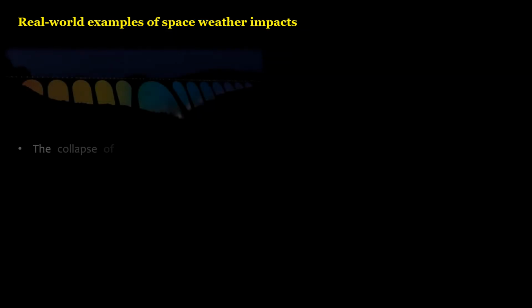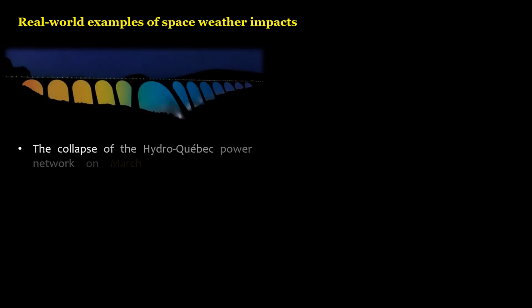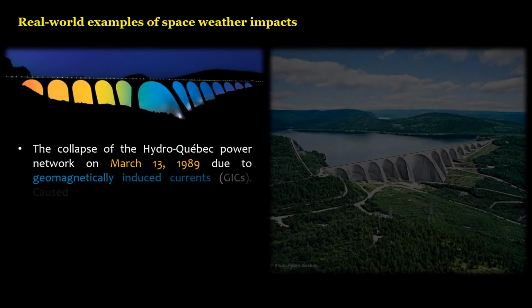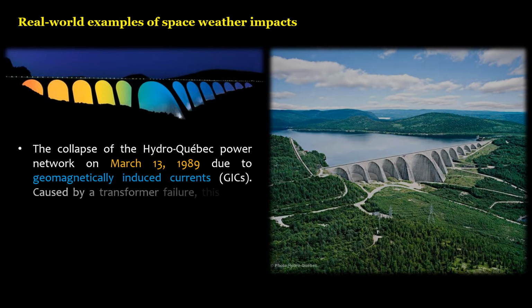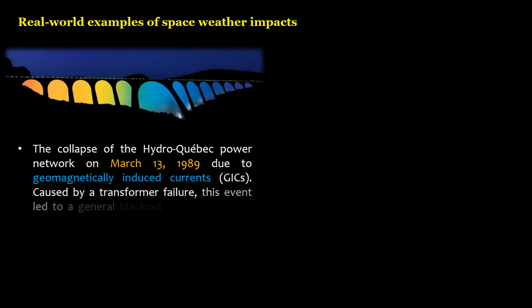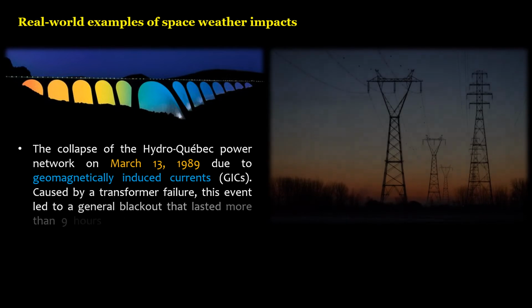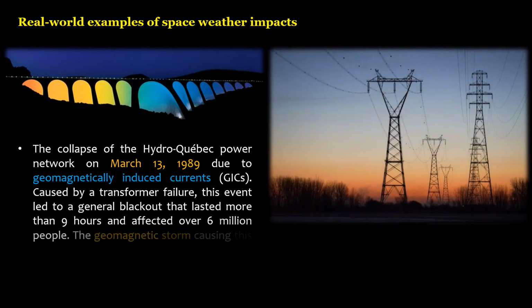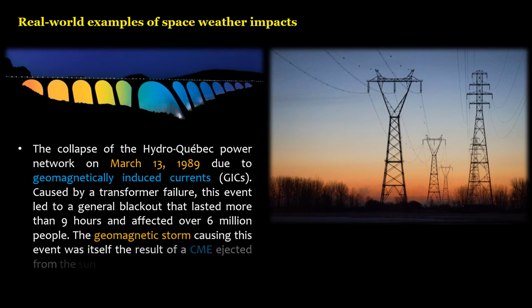The collapse of the Hydro-Quebec power network on March 13, 1989, due to geomagnetically induced currents, GICs. Caused by a transformer failure, this event led to a general blackout that lasted more than 9 hours and affected over 6 million people. The geomagnetic storm causing this event was itself the result of a CME ejected from the Sun on March 9, 1989.